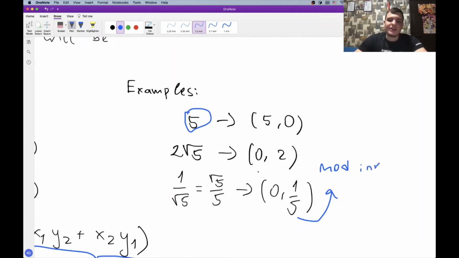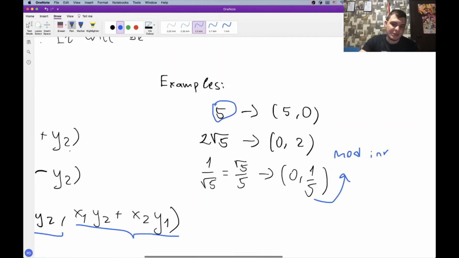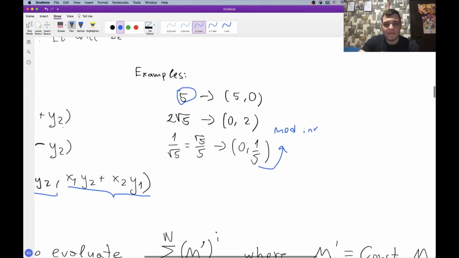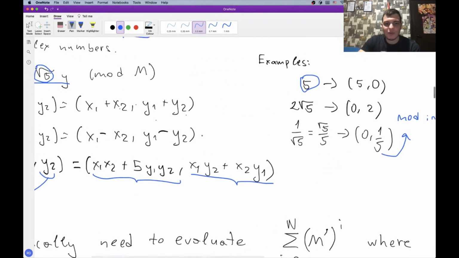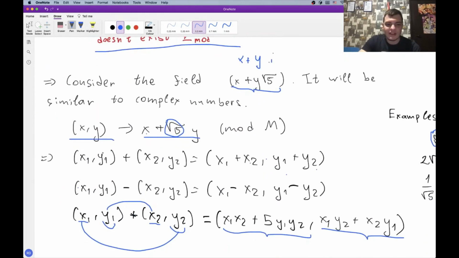And in a way, all numbers that have a square root of 5 part can now be represented as two pairs of integers, such that the integers are between 0 and the modulo minus 1. And that's pretty useful. Because we already defined the addition, subtraction, and multiplication, the division is basically the same as the multiplication, so I haven't really added it here. But when we have all of those, we can just easily compute.